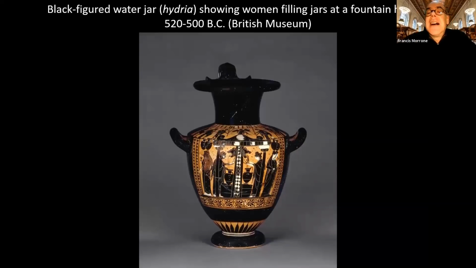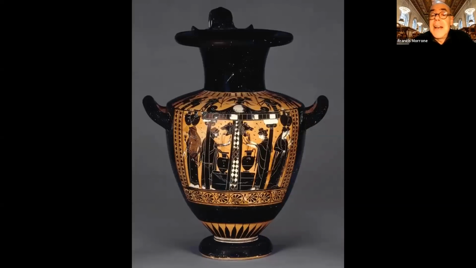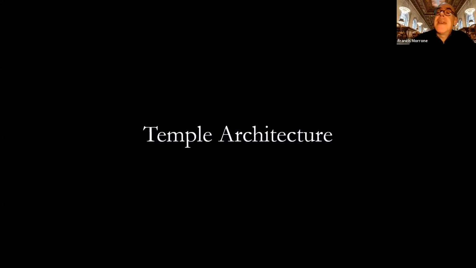And this is a hydria. You see lots of these in the classical departments of our museums, like the Greek and Roman galleries of the Metropolitan Museum, or in this case, the British Museum, and it depicts a fountain house scene. So the figures are women. This is a better view of the same thing.